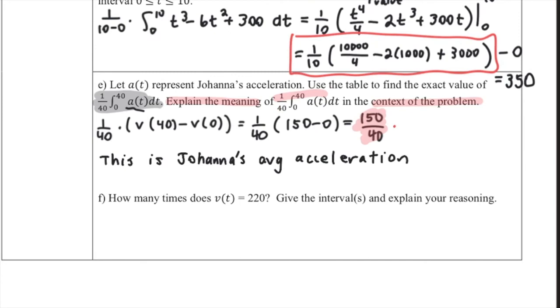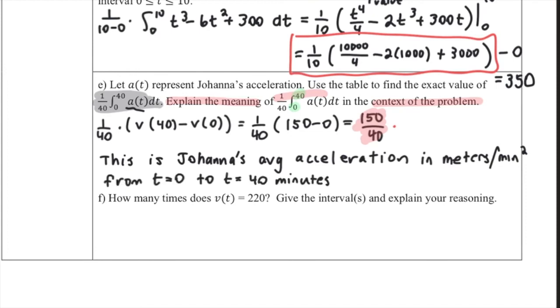I also need to provide units on this explanation. This is acceleration, so I'm going to say in meters per minute squared. And the third component is to say what these limits mean in the context of the problem, and that is just my time interval. And I have my 3 parts. What it is, average acceleration, my units, meters per minute squared, and my limits are showing up in my explanation.